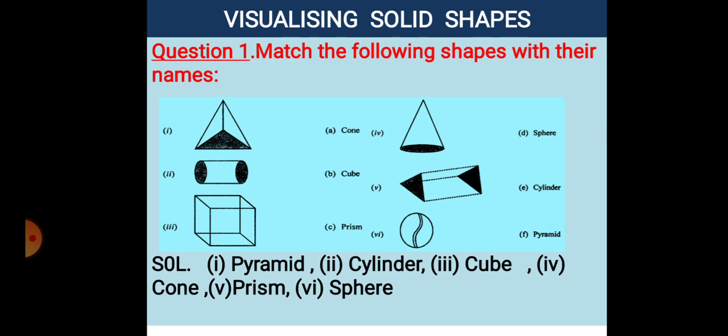The second shape, it is the shape of cylinder. Now take the third figure. It is the shape of cube. Fourth, the fourth figure is the shape of a cone. Fifth, in fifth figure there are two triangles, one at bottom and one at the top. So this figure is a prism, that is triangular prism. Sixth figure represents a sphere.